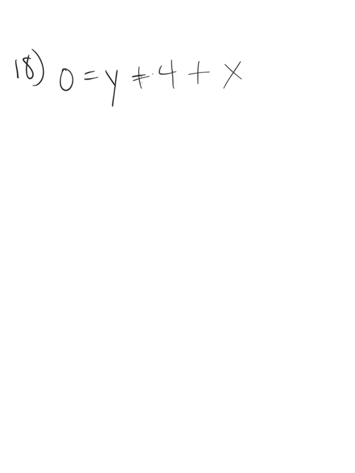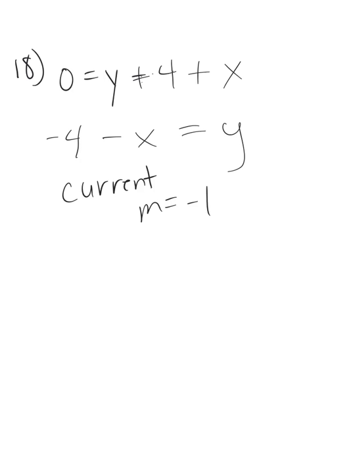So I would just move the 4 minus the x equals y. What would it be? The current slope is negative 1. That's the current slope. So a perpendicular slope, that symbol means perpendicular, would be positive 1.